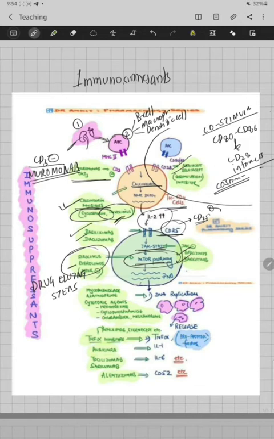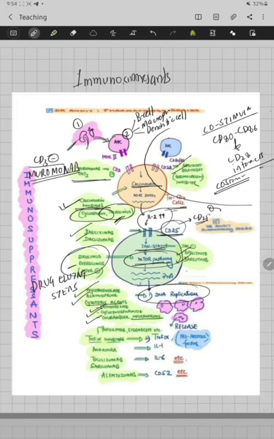Now this results in DNA replication as an end result, and we have certain drugs to block this DNA replication, which include mycophenolate mofetil, azathioprine, and certain cytotoxic agents like methotrexate, cyclophosphamide, chlorambucil, and metronidazole.